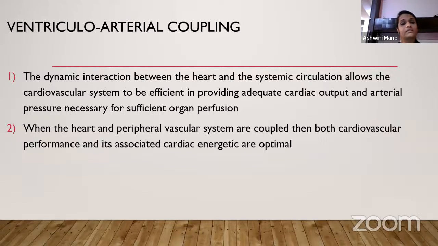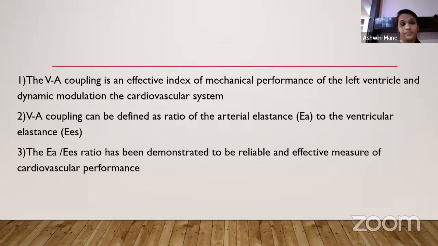The dynamic interaction between the heart and the systemic circulation allows the cardiovascular system to be efficient in providing adequate cardiac output and the arterial pressure necessary for sufficient organ perfusion. When the heart and the peripheral vascular system are coupled, then both cardiovascular performance and its associated cardiac energetics are optimal. So VA coupling is the effective index of mechanical performance of the left ventricle and dynamic modulation of the cardiovascular system.